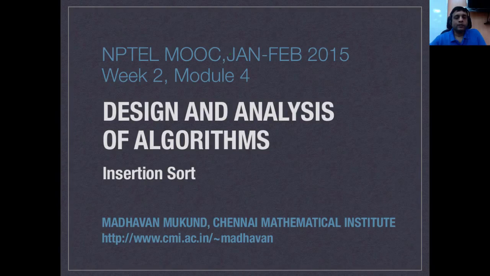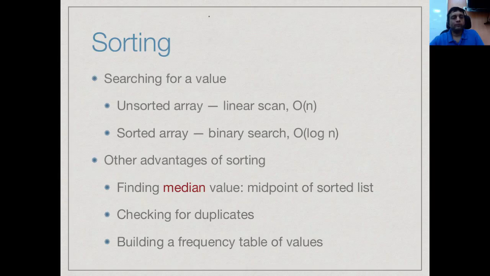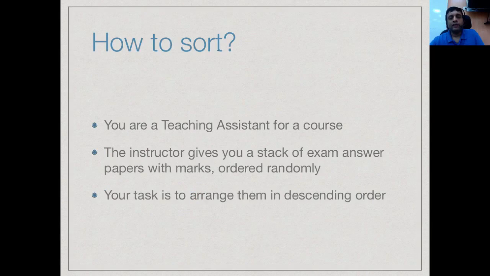So let's continue with our discussion of sorting and look at another simple sorting algorithm. As we said before, there are many motivations for sorting, starting from searching to removing duplicates to computing some statistical properties such as frequency tables and so on. And the example that we have in hand is one where we are asked to sort a bunch of exam papers in descending order of marks.